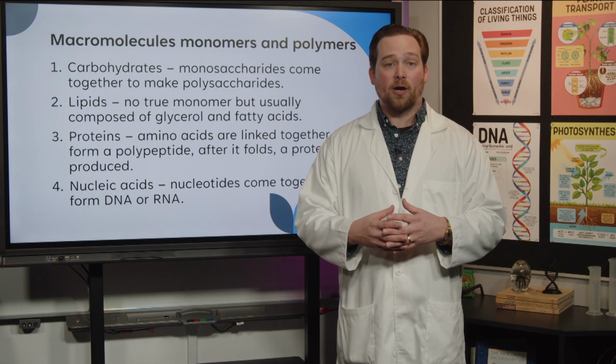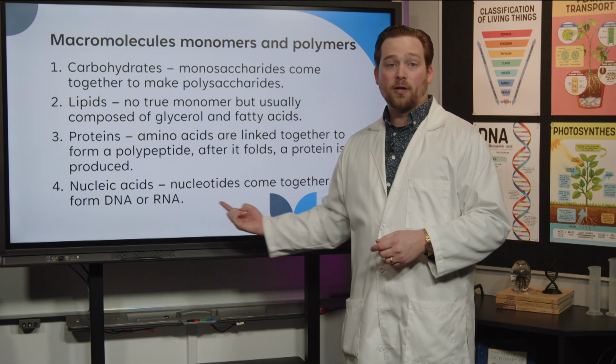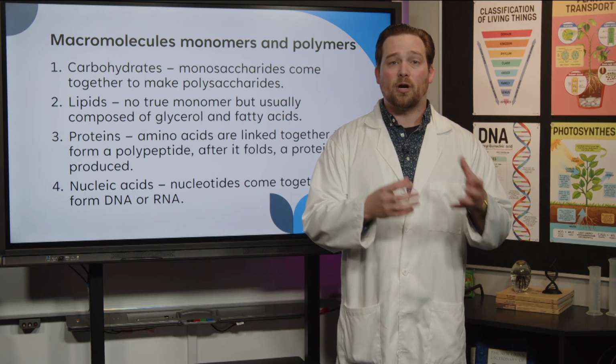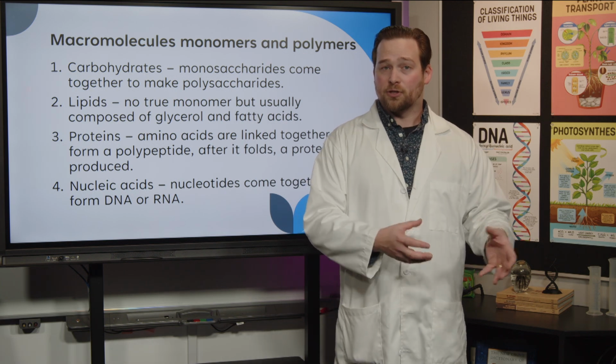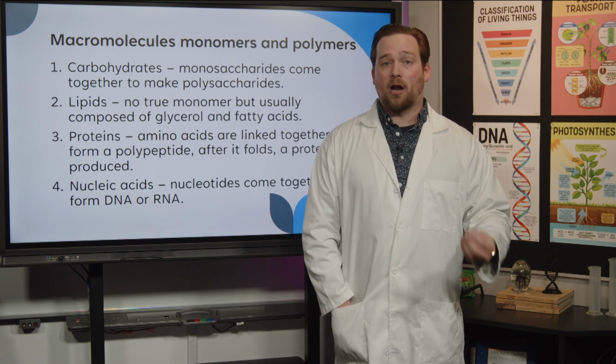And so DNA and RNA here are the polymers. Just as another note, you do need to know what nucleotides are made up of. So nucleotides are made up of a sugar, a phosphate, and a nitrogen base. A sugar, a phosphate, and a nitrogen base. Okay, great work. So that is the monomers and polymers.